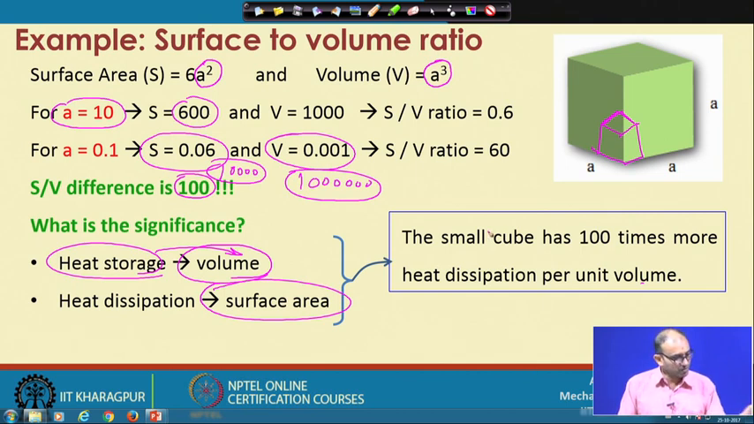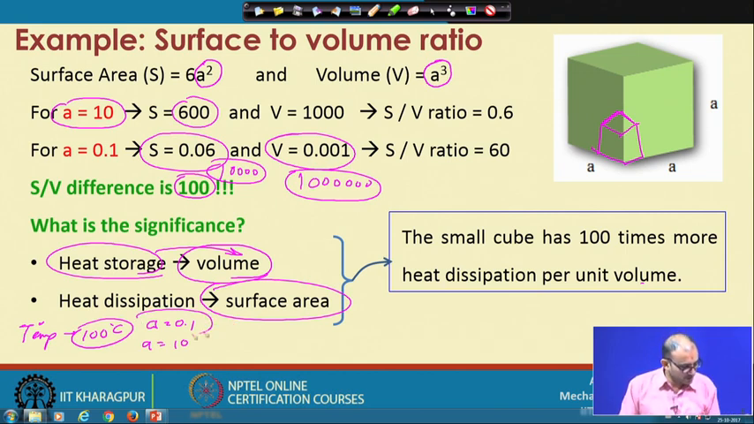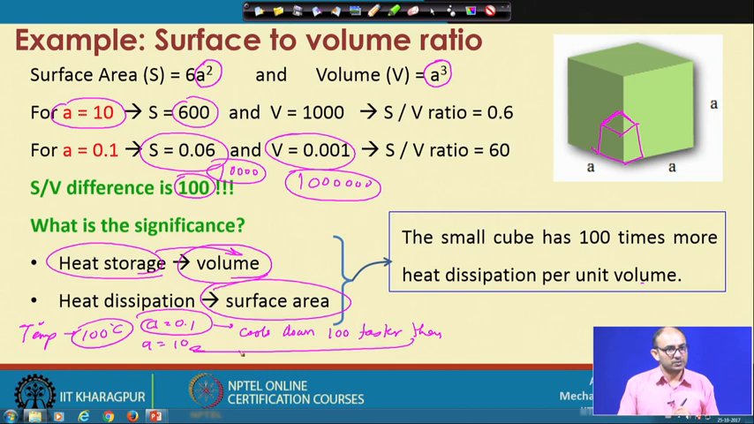So, if you heat one component with the same temperature, suppose your starting temperature is 100 degrees, with L equal to 0.1 object and L equal to 10 object. Now, what will happen? You put both the things in the same environment and see which one will cool down fast. This particular thing will cool down 100 times faster than this one. So, that is important.